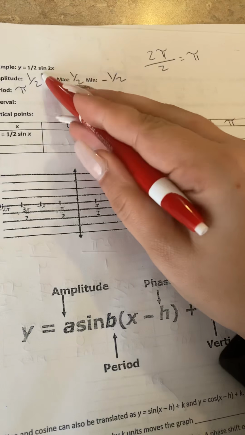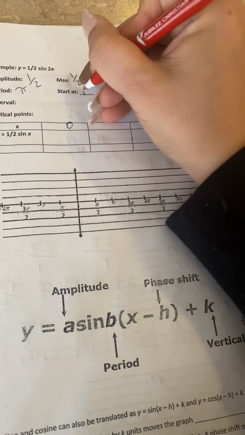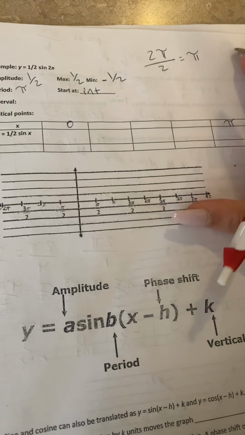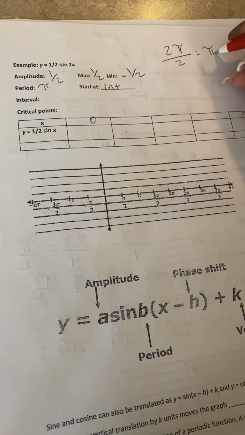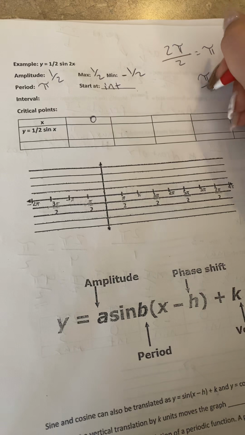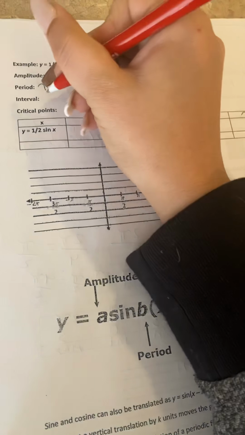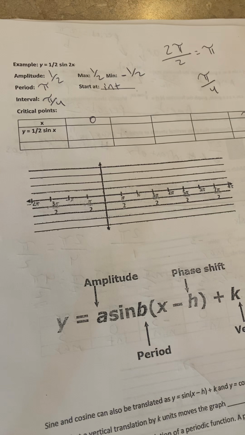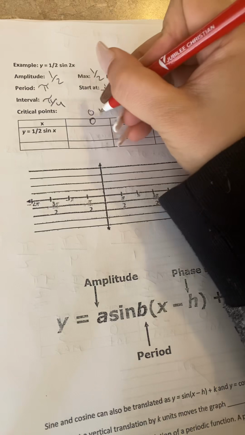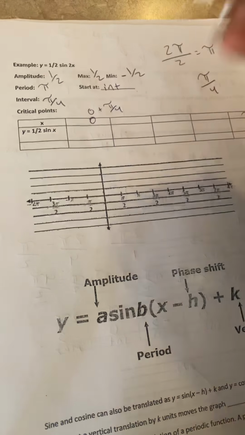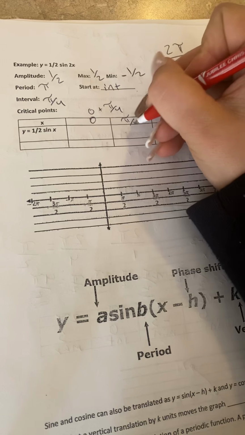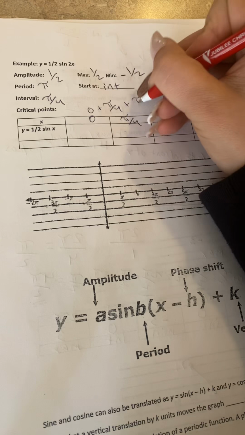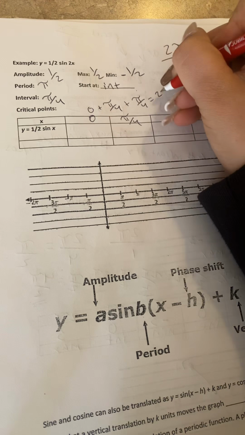Now, because we're talking about sine, sine always starts at the intercept, okay? And to get my interval, we take our period and divide it by 4. Now, I can't simplify pi over 4, so that stays pi over 4. So that every pi over 4, I should have a new point, okay? So we start at 0, and then we add pi over 4. So that's 1 pi over 4. Plus another pi over 4 gives me 2 pi over 4.